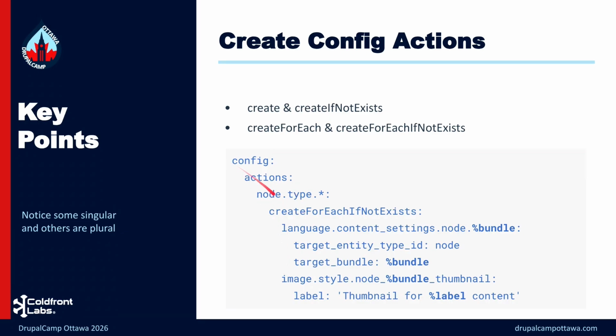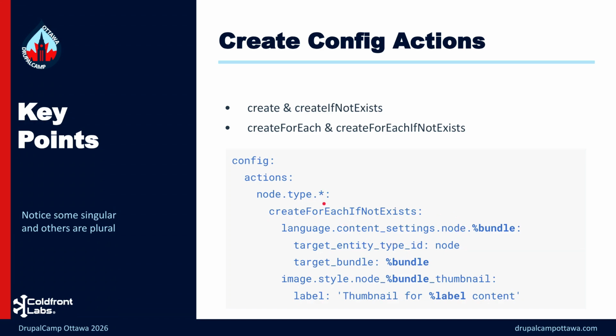So if we just look at this one here where it's, hey, I'm a config action, I'm going to look at every single node type and I'm going to check if the language content setting exists on each of these. And if it does exist, then it's just going to skip it and do nothing. But if it doesn't exist, then it's going to add the content setting of the bundle name and make sure it's defined there and targeting the bundles. So the bundle will be each one of those stars.